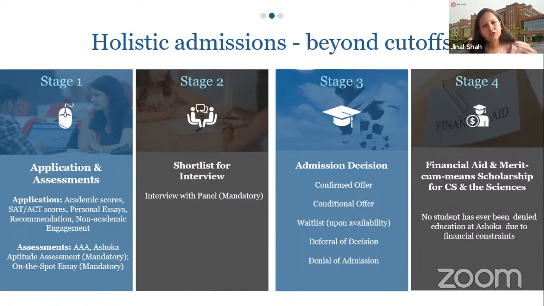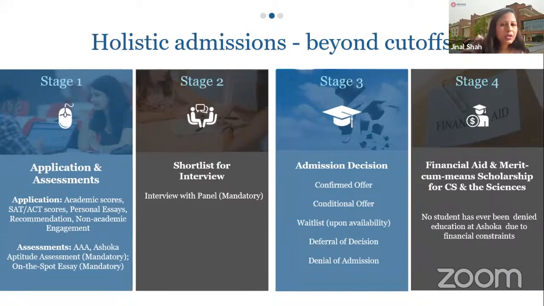Once you submit your application, you appear for your aptitude test and your on-the-spot essay. You're done there. Post that, we shortlist candidates. Shortlisted candidates move to stage 2, which is an interview. I largely call it an interaction because it's not really quizzing you, but an extension of knowing you. Hence it's an interaction with a 2-member panel. Once we've read your application, we're interested in you and we want to have a conversation with you. That's about your stage 2.